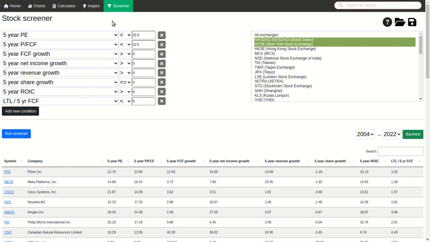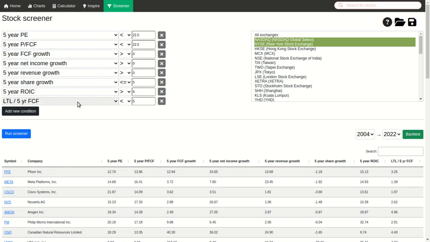It can be grouped into multiple parts. The first part is related to how expensively the stock is priced, which is the 5-year price to earnings ratio and the 5-year price to free cash flow ratio, both of which we want less than 22.5. The next 3 are related to the growth of the company. We want the company to grow free cash flow, net income and revenue. Next up we have one related to dilution, or more precisely the lack of dilution. We want the company to not increase its share count, and actually we really want it to decrease its share count. Next up, 5-year return on invested capital, which we want larger than 9%.